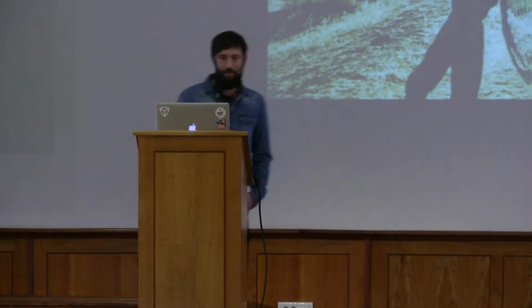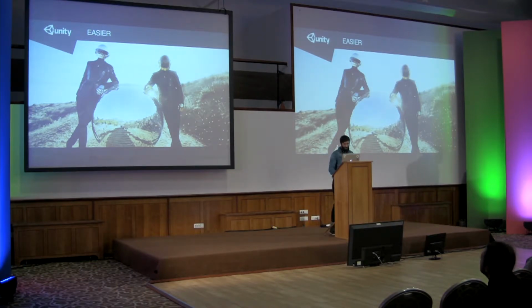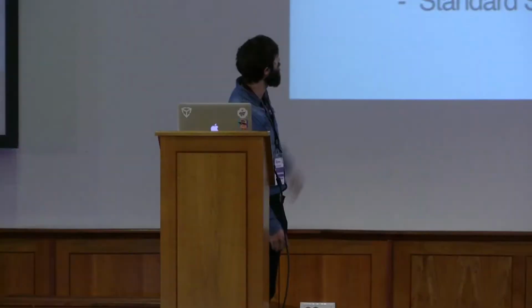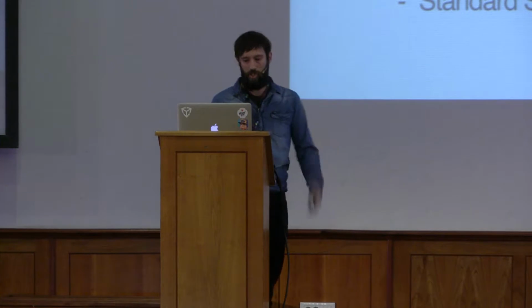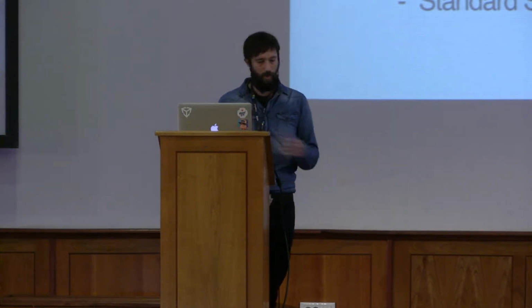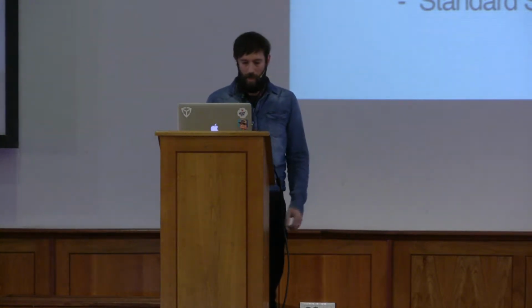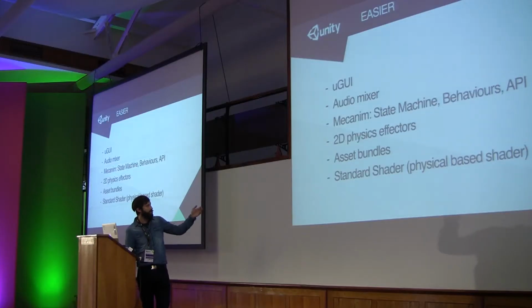So that's it. I will go into Unity and show how it's easier, how you can easily code your game like this. The new features: the UGUI is actually already available in 4.6. The new stuff that makes coding easier is the new GUI, the audio mixer, and Mecanim, which is a state machine that was used initially just for animation, but which can be used to code behaviors and logic in your game. Also 2D physics effectors, asset bundles to carry things, and the standard shader.